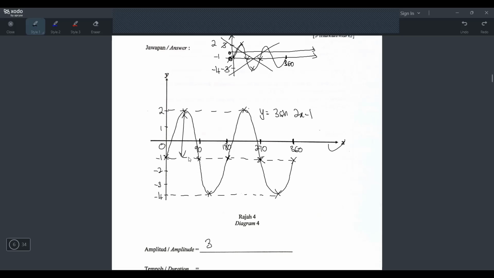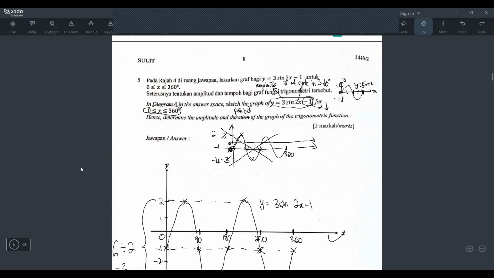Or you can also do it like this. Take the total height and then divide by 2. So the total height is how many units? 1, 2, 3, 4, 5, 6. The total height is 6. And then you divide by 2, and you will get your amplitude, 3. Okay, you can also do it like this.